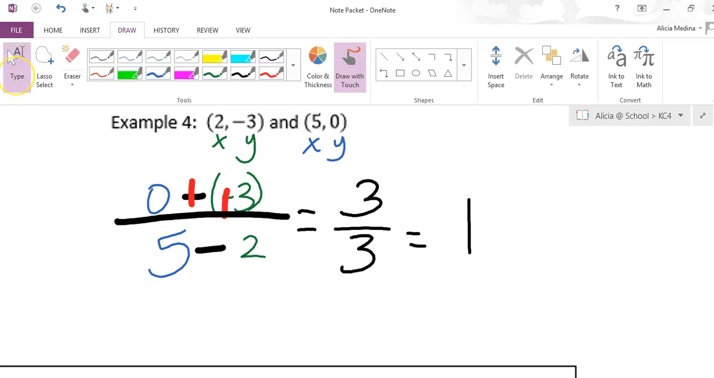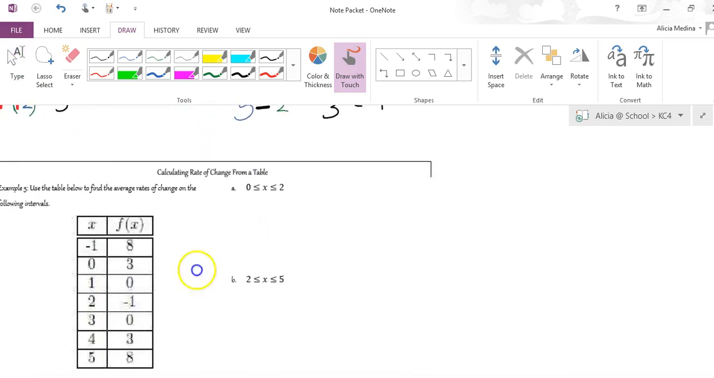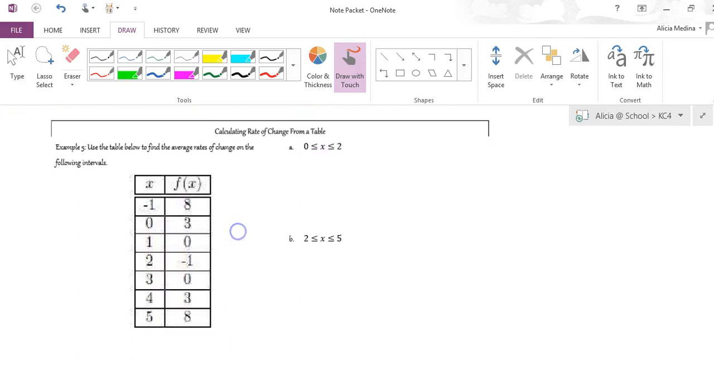Sometimes you might be given a table and it tells you which points that you need to use. So looking at the next couple of examples, example number 5, it says use the table below to find the average rate of change on the following intervals. It's telling us from anywhere between x equaling 0 all the way to x equaling 2. So in between 0 and 2, these two values are x's. So all that's telling me is the x value. We don't know what the y value is.